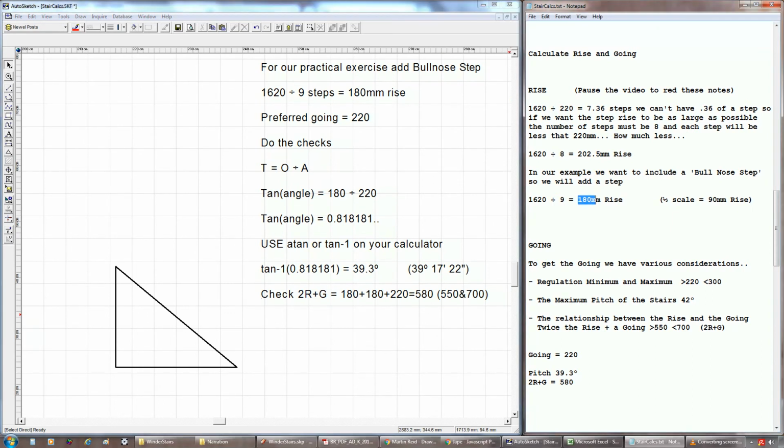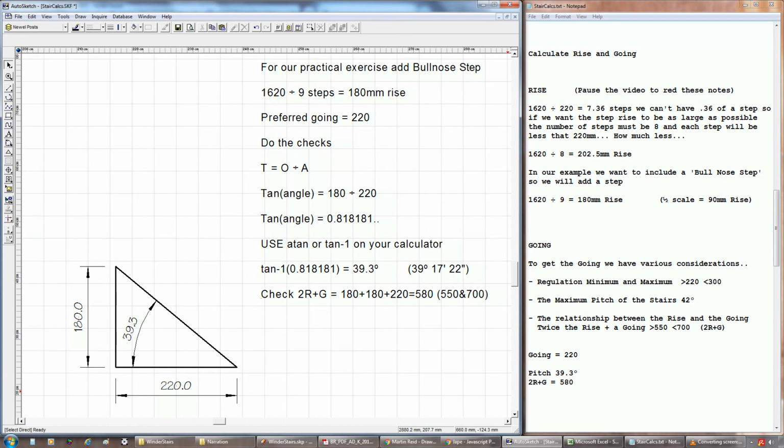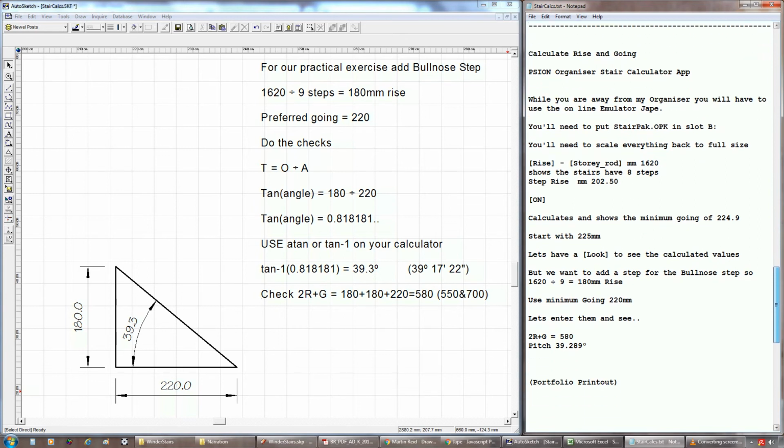So if I've got a rise of 180mm, and I step it out here full size on my drawing, then that gives me the opposite side of 180mm. If I take the adjacent side, or the going, if I take the minimum of 220mm, then I can take a tangent of the angle, 180 by 220, tangent of angle 0.818181, reverse tan, gives me 39.3 degrees. 2r plus g gives me 580, which is greater than 550, less than 700.